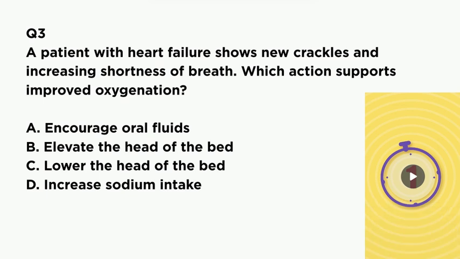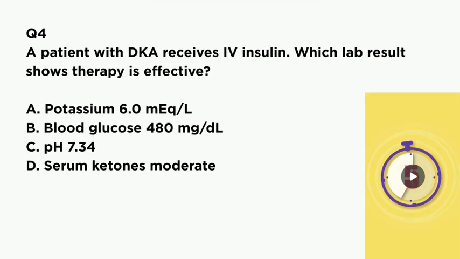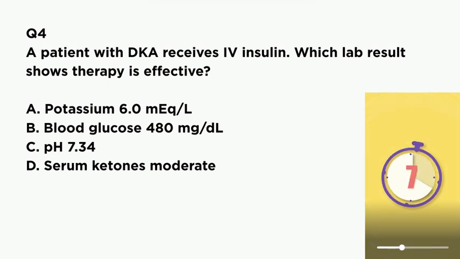Let's go to question number 4. A patient with DKA receives IV insulin. Which lab result shows therapy is effective? Okay, so the correct answer is letter C.